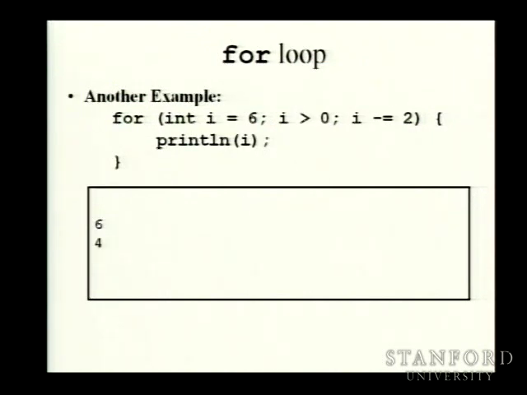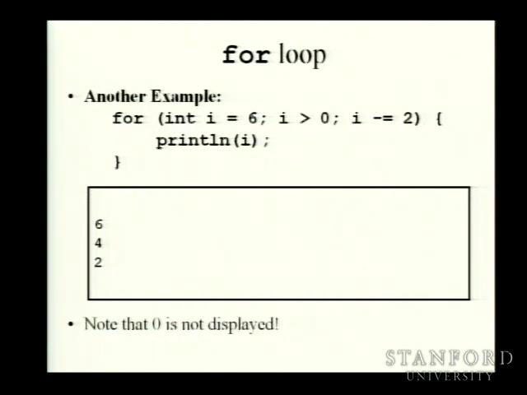4 is now greater than 0, it writes it out, subtracts 2 again. 2 is greater than 0, so it writes it out again. Subtracts 2 from i, so now i has the value 0. 0 is not greater than 0, so it's done. Okay, so that 0 is not displayed, because after we do the step, we always check the test again before we execute the loop one more time. Okay, any questions about that?